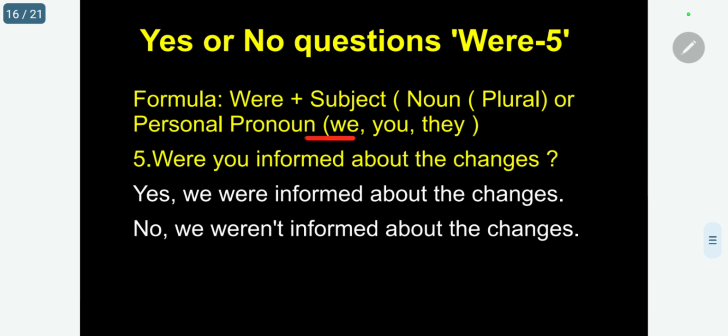Were you informed about the changes? Were you informed about the changes? Here we are considering "you" as a plural. So I am using yes, we were informed about the changes.